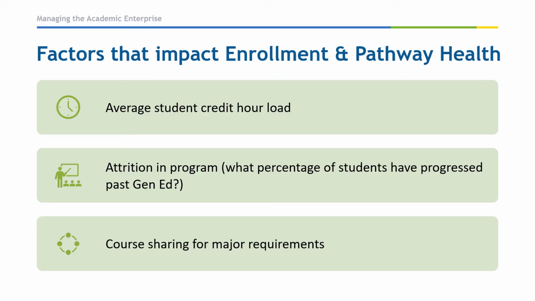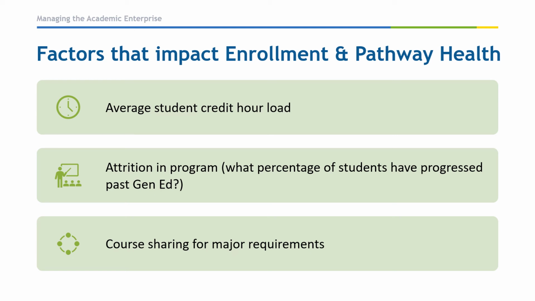So what are some other factors, as a summary, that we need to think about when we're managing enrollment and pathway health? Well, within each program of study, we have to look at the average student credit hour load. How many credits do they take? And by extrapolation, how many terms will it take them to complete a program of study? Because essentially that population gets divided that way.